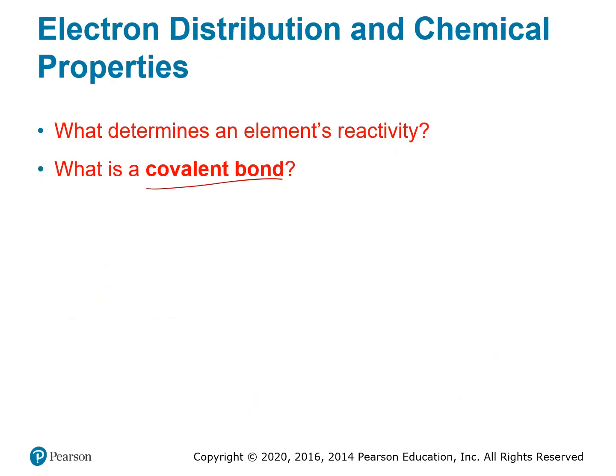So what is a covalent bond? It is sharing a pair of valence electrons, and the absence of complete valence shells determines an element's reactivity. If there are spaces to fill in the outer shell, then that element is going to interact with other elements, forming chemical bonds or covalent bonds with other elements to fill their outer shell.